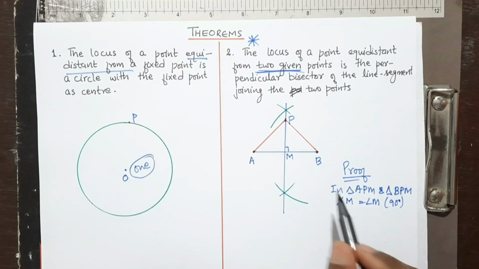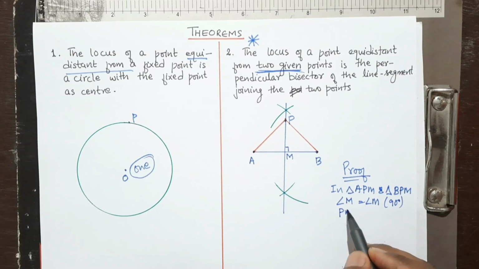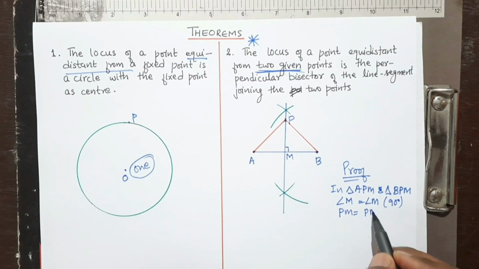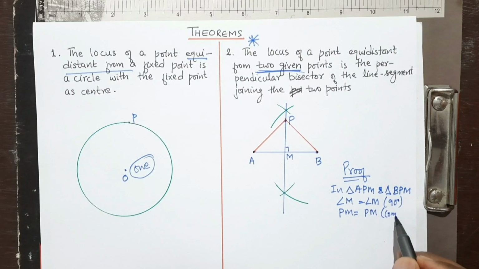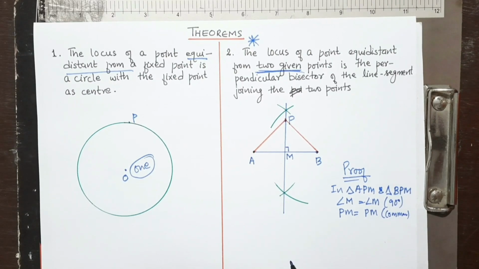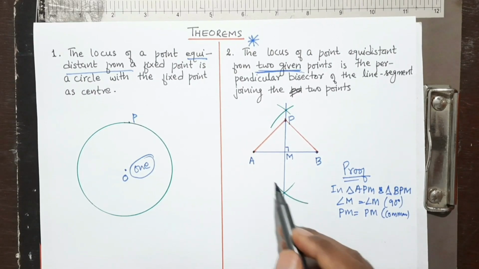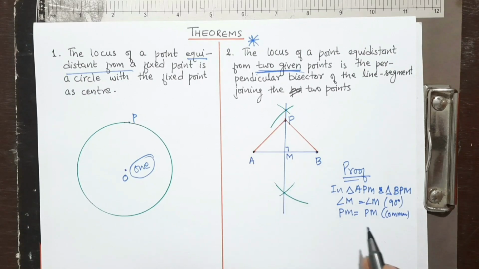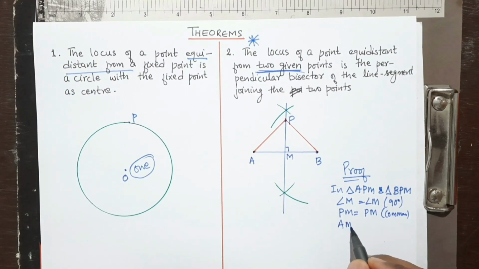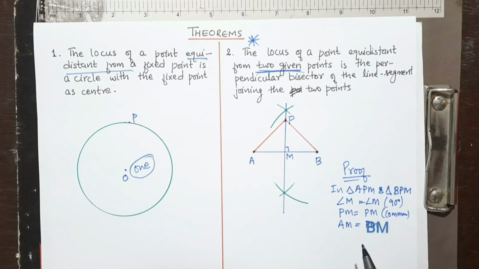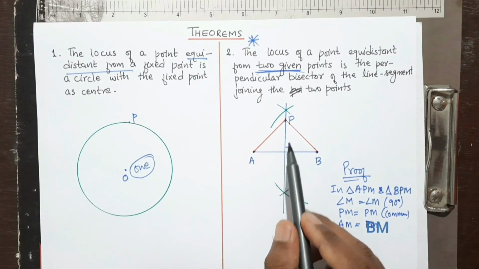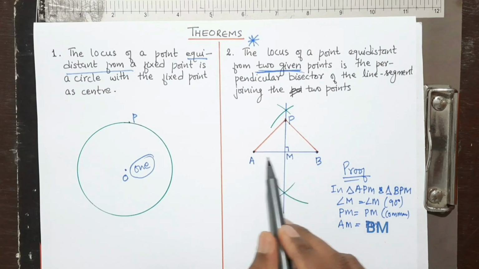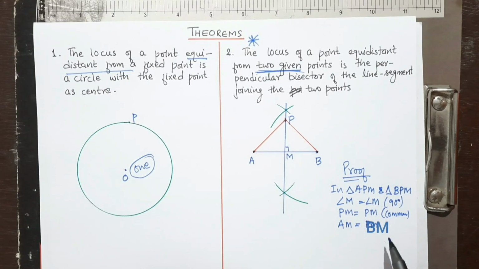The second one is PM equal to PM. This is common to both triangles. And the third one is AM equal to BM, because this is a perpendicular bisector also. Bisector means it will exactly cut this line segment at the midpoint. So this is also a perpendicular bisector.